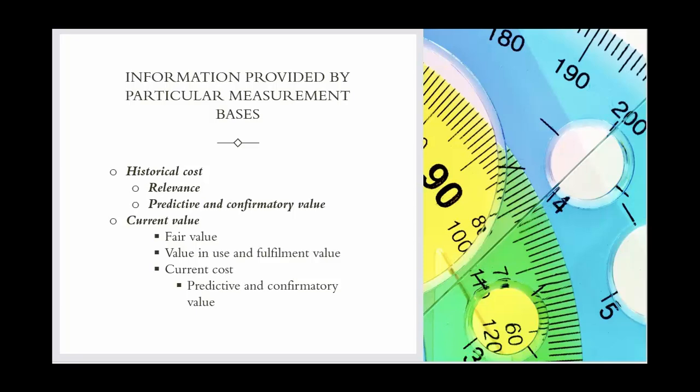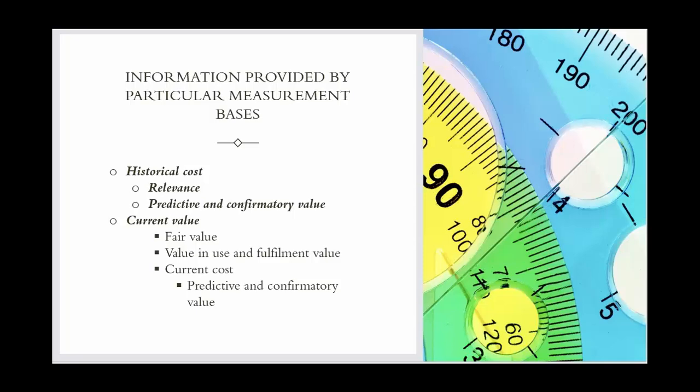Current cost, replacement or settlement cost. Current cost provides information about how much it would cost to replace an asset or settle a liability at the current date. Example, if replacing the machine today costs $55,000, this current cost tells the company how much it would need to spend to maintain its operations at current levels.